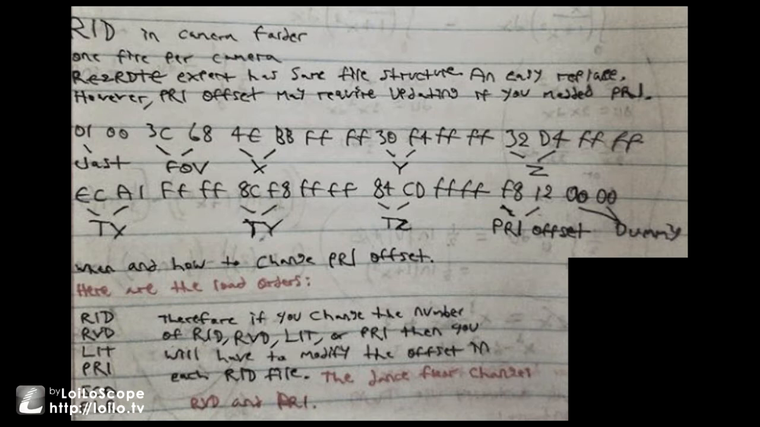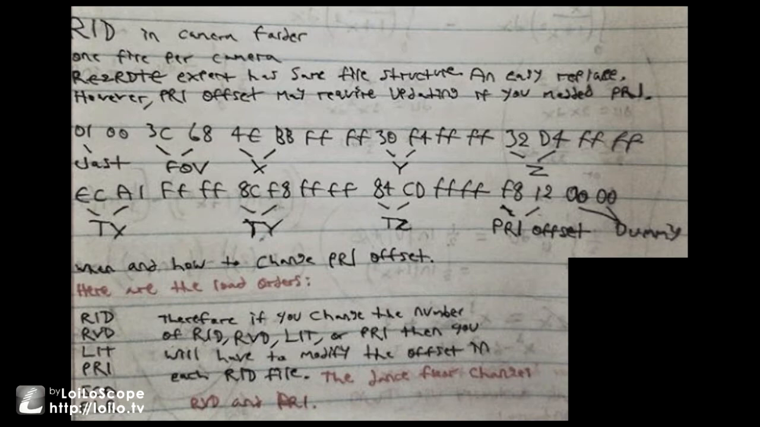Like, there's a load order in the room. First loads the RID, then the RVD, then the LIT, then the PRI, then the SCA, then the FLR. If you add more cameras to the RID, or you add more zones to the RVD, or you add more lights, or if you change the number of masks in the PRI, you will have to edit the PRI offset data in the RID file. How to get the data that we need to mod the offset, we'll cover a little later.